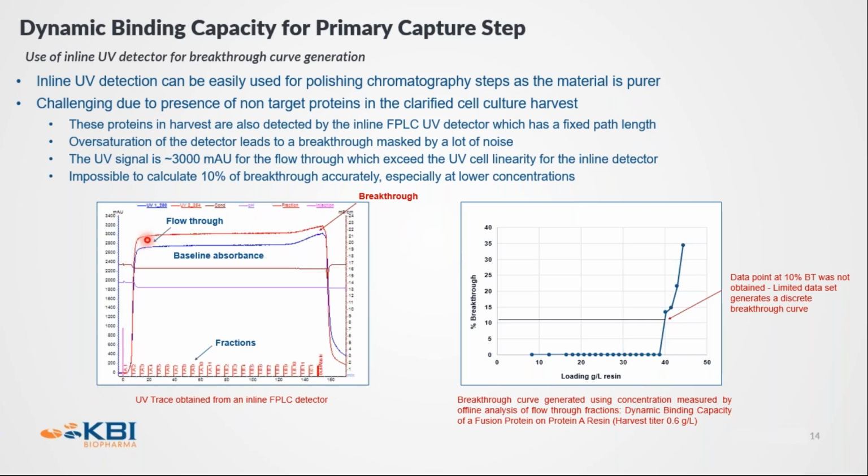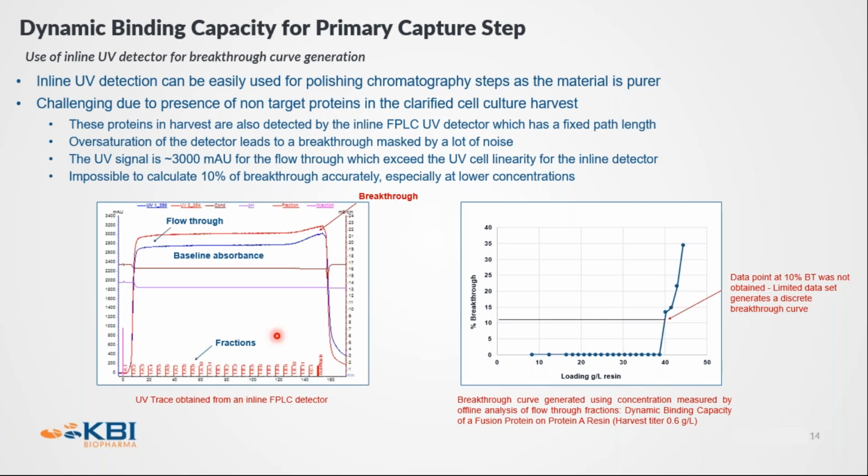is all the protein impurities coming out, and we get a baseline absorbance corresponding to the host cell proteins and DNA and all the other impurities. Now, this absorbance is usually so high that it saturates the UV detector. And then when your protein starts breaking through, you can see an increase in the UV absorbance, but there is no way we will be able to calculate 10% of breakthrough accurately based on this UV spectra.